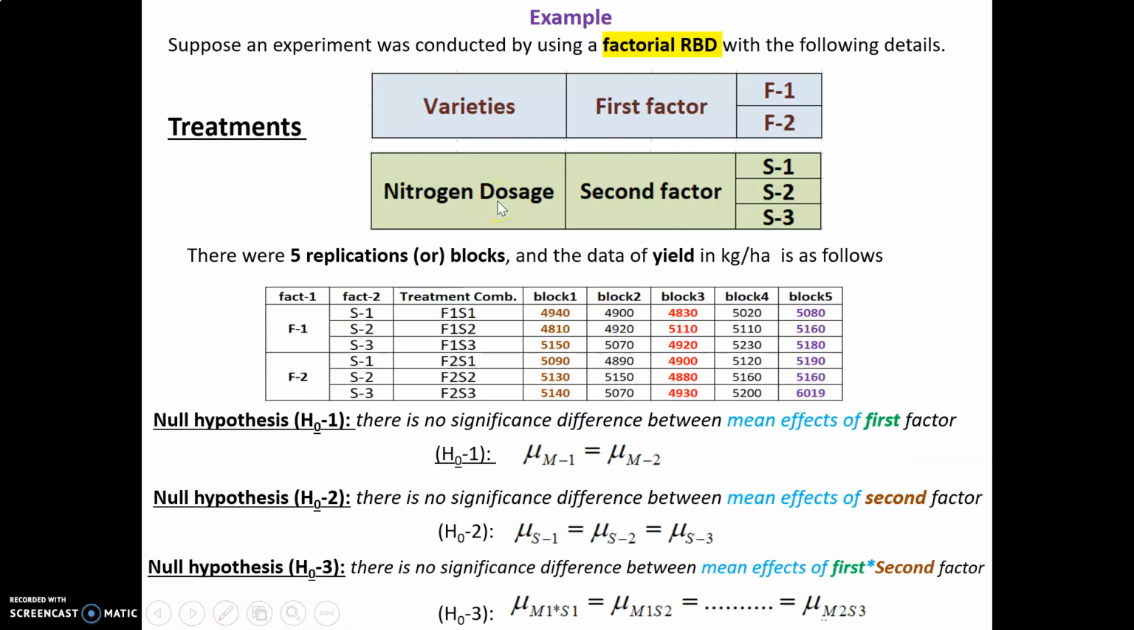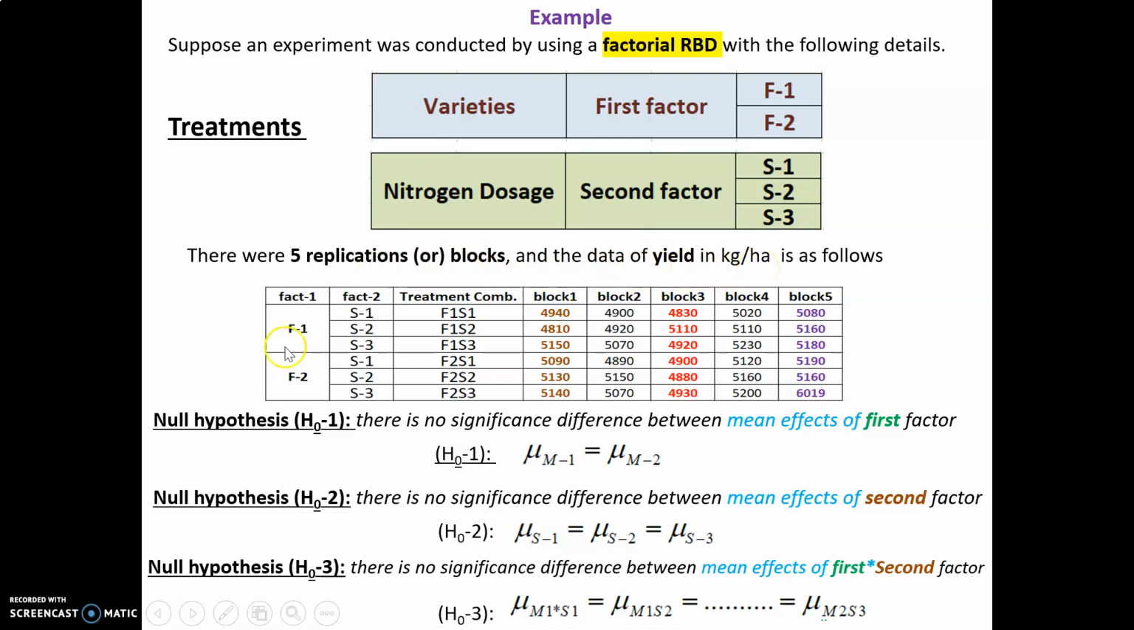Let us analyze factorial RBD by using the software SPSS. For this, I have taken a two factorial experiment. Here, the first factor has two levels F1 and F2, whereas the second factor has three levels S1, S2 and S3. This experiment is conducted with 5 blocks. It is the data related to the yield of a particular crop in kg per hectare.